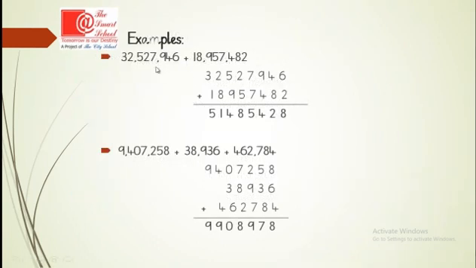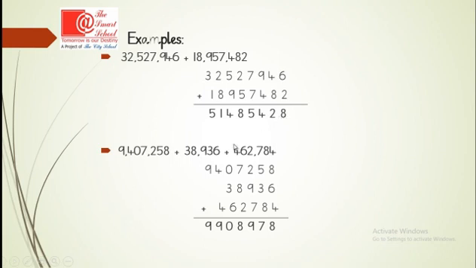The numbers which we have to add are 32,527,946 and 18,957,482. Now we have arranged these numbers. No matter if we write this number first or this number first, because we are adding, the answer will come the same. Only we have to take care that ones will come under ones, tens under tens, hundreds under hundreds and so on. And when we add up, the answer will be 51,485,428. I hope all of you can do this yourself and you have done it yourself.